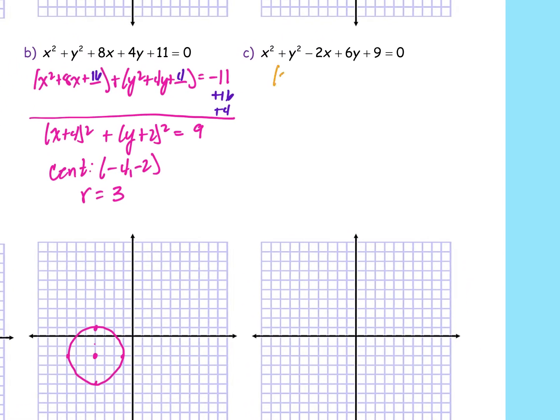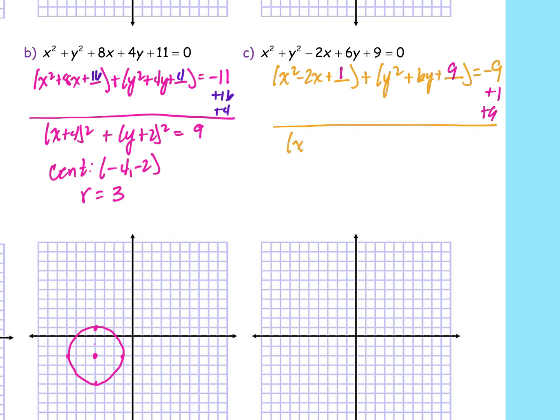All right, so we got x squared minus 2x plus some number plus y squared plus 6y plus some number equals negative 9. So let's see, half of 2 is 1. 1 squared is 1. Half of 6 is 3, and 3 squared is 9, right? I'm going to add 9. So x minus 1 squared plus y plus 3 squared equals 1. So my center is at 1, negative 3, and my radius is 1.